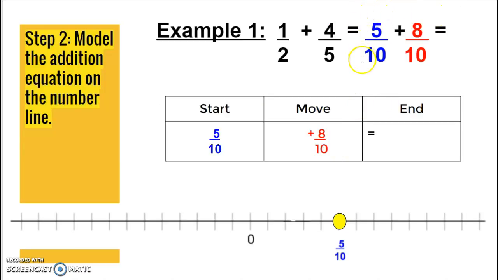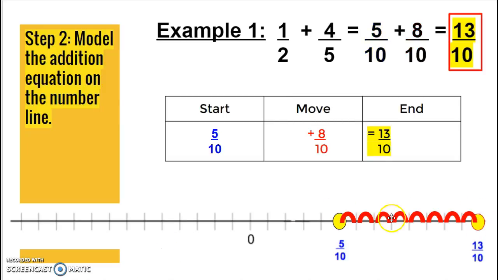So the first number is 5/10. That's where I start. I'm going to move by adding 8/10. So I start at 5/10 on the number line and I count to the right 8/10. 1/10, 2/10, 3/10, 4/10, 5/10, 6/10, 7/10, 8/10. And I stop there. And this is my answer where I ended.